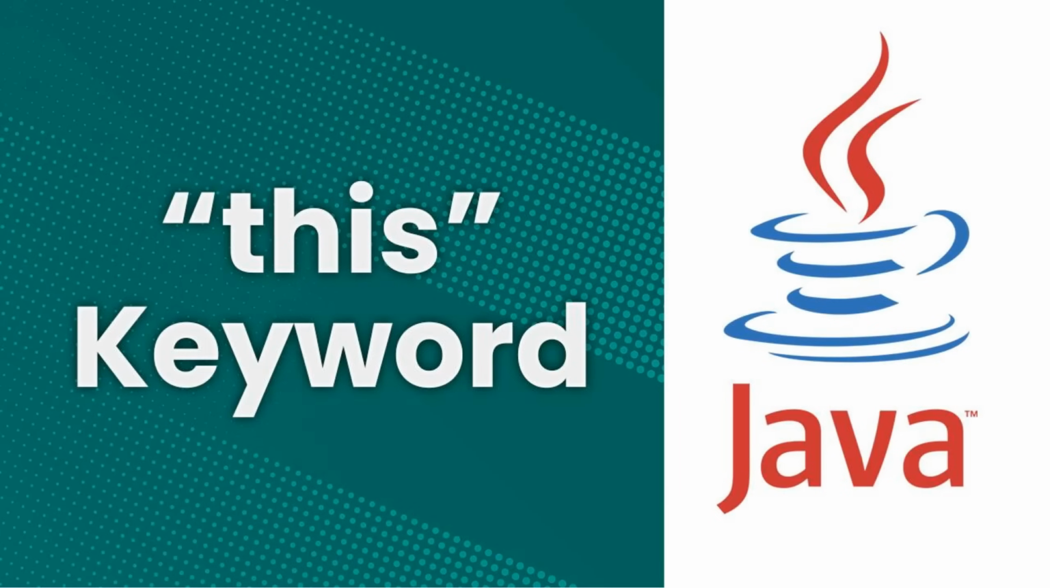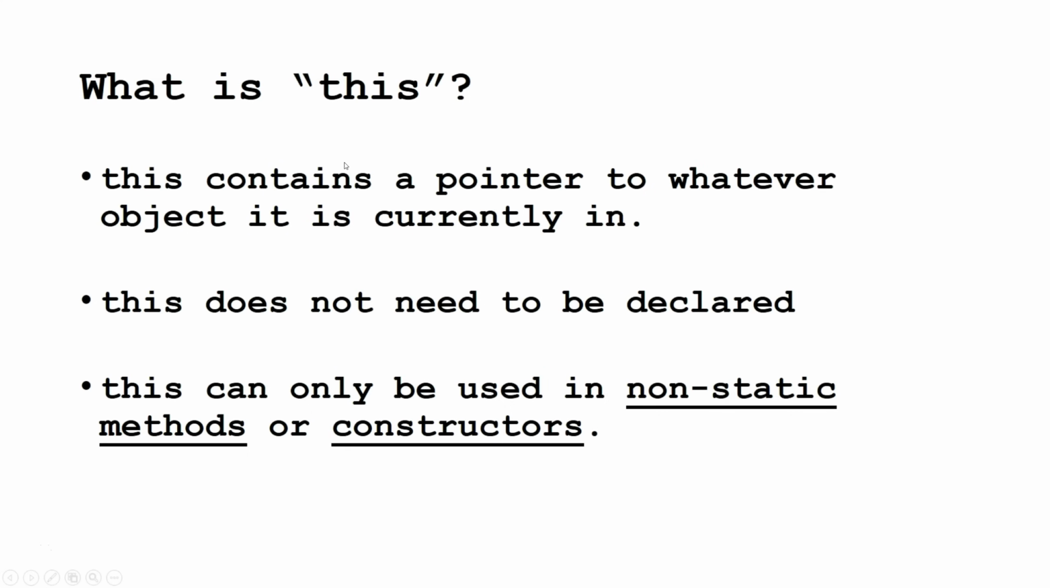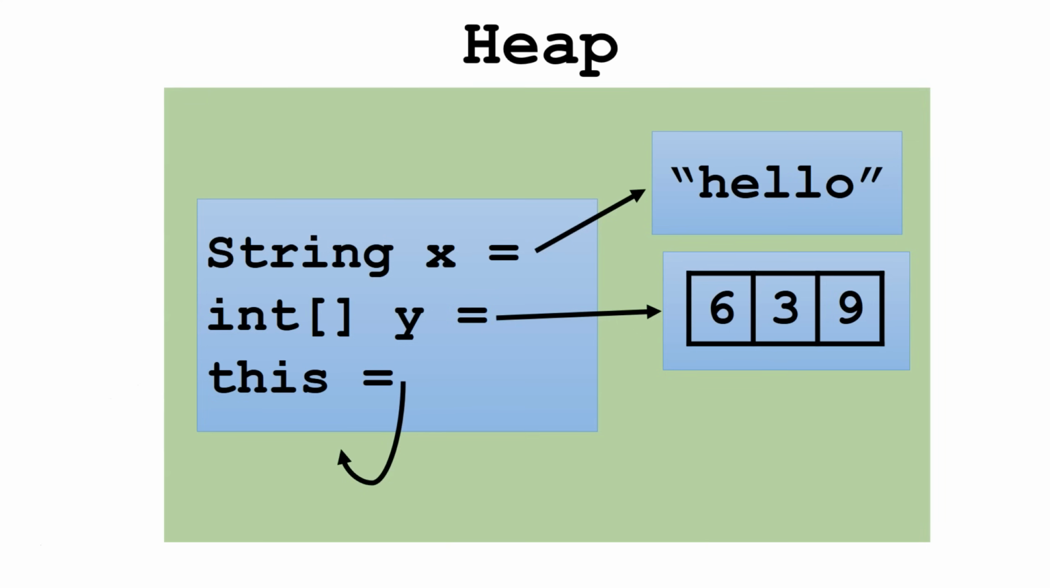Next, you'll learn about the this keyword in Java. So what is this? This contains a pointer to whatever object this is currently in. This, even though it acts kind of like a variable, does not need to be declared. Also, this can only be used in either non-static methods or constructors. So let's look at it.